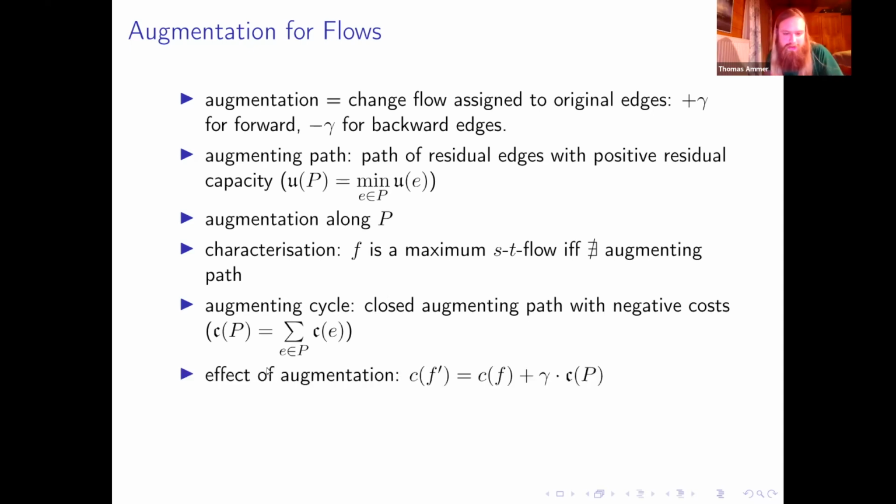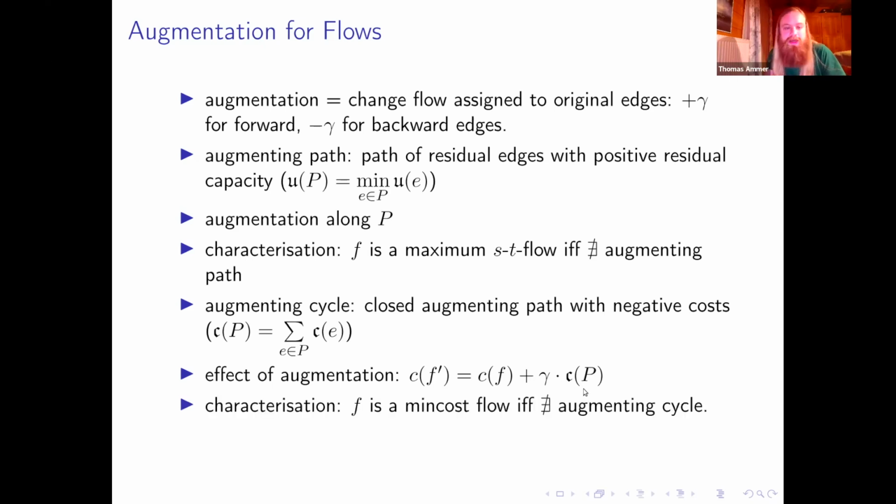So, when costs are involved, we can again show something about the effect an augmentation would have on the flow. We can show that if the flow F is augmented along an augmenting path P by the value gamma, then the costs of the resulting flow F prime will be the same as the costs of F plus gamma times the residual costs of P. And then one can prove a second characterization.